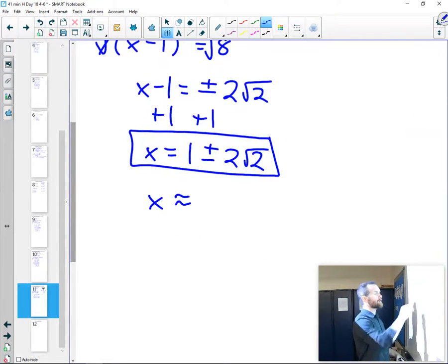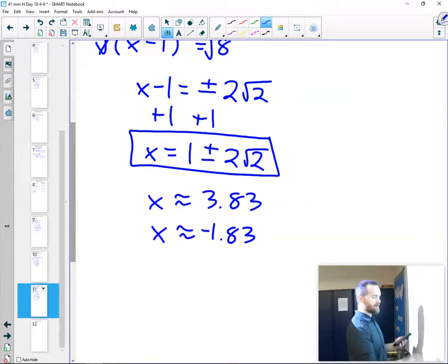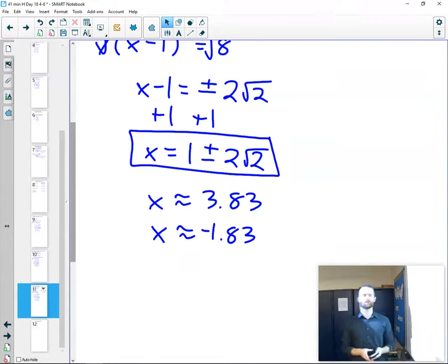Let's get a decimal approximation though. So it's 1 plus 2 times the square root of 2. That comes out to 3.83. Rounds to 3.83, I should say. And then if we subtract 1 minus 2 times the square root of 2, we get negative 1.83. And there we go. Hopefully that's what you got.